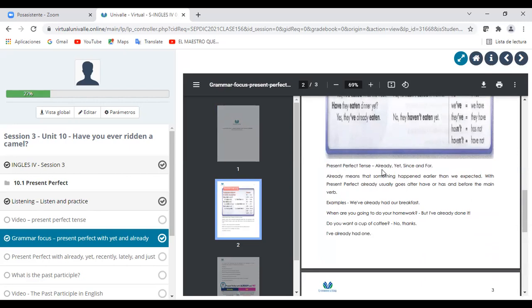In this case, already means that something happened earlier than we expect. With present perfect, already usually goes after have or has and before the main verb. For example, she already has done her homework, right? Examples, we've already had our breakfast, with the contraction of we have.